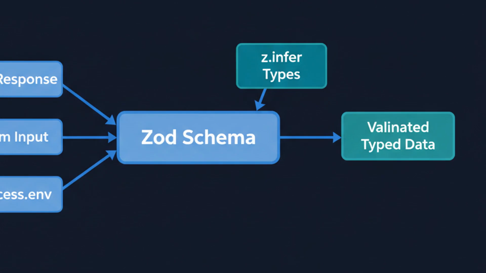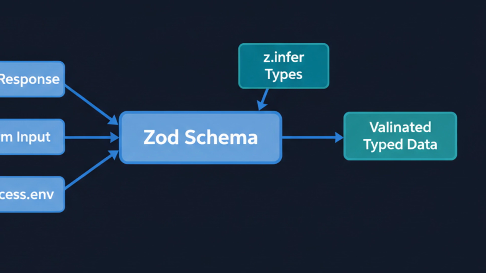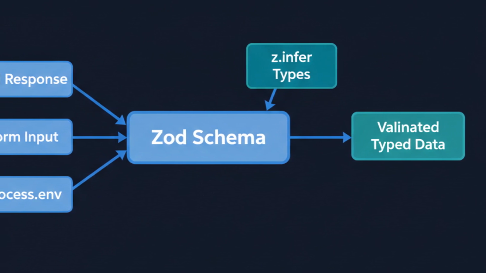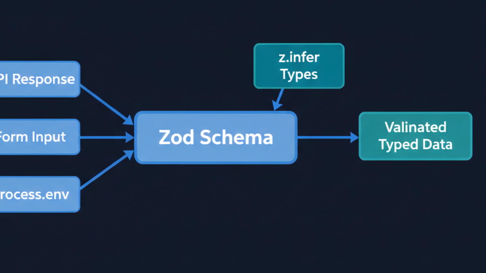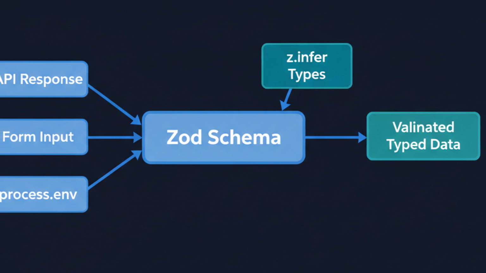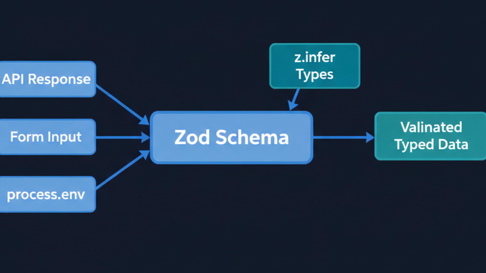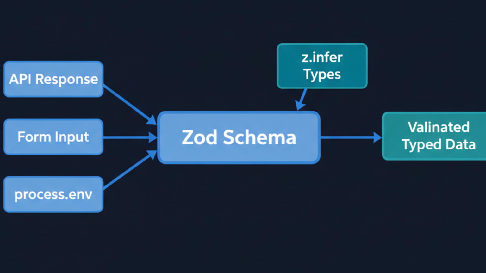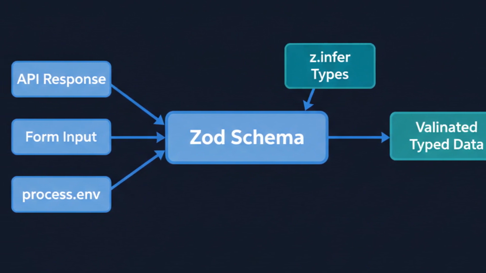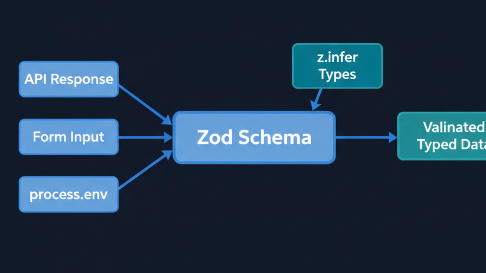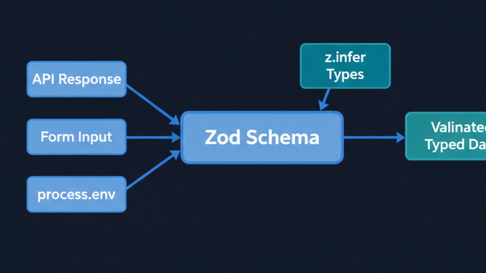Let's step back and see the whole flow. Unknown data enters from an API, a form, or your environment. It passes through a Zod schema that validates it once. Out the other side comes clean, fully typed data your app can trust completely. That same schema also generates your TypeScript types with z.infer. One definition, guarding the boundary, powering both your runtime safety and your compile-time types.